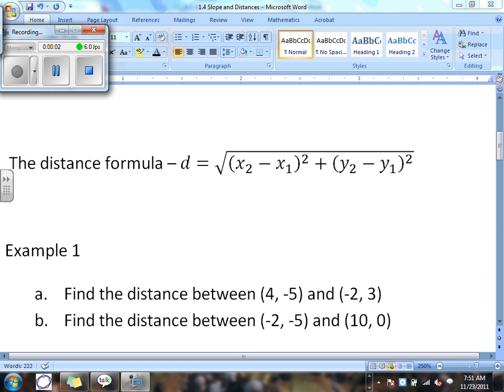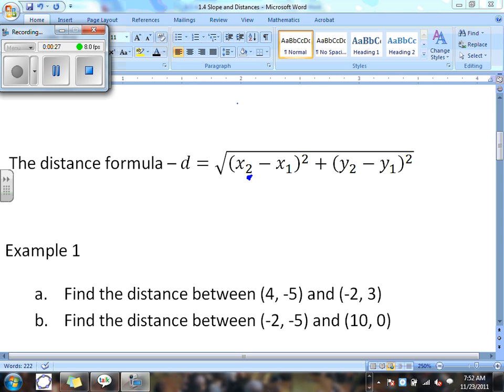Section 1 to 4, we're talking about slope and distances. This should be a review from a lot of your previous classes in math, but that's all right. The distance formula: the distance equals the square root of x2 minus x1 squared plus y2 minus y1 squared. And remember that these subscript numbers are points from an ordered pair.